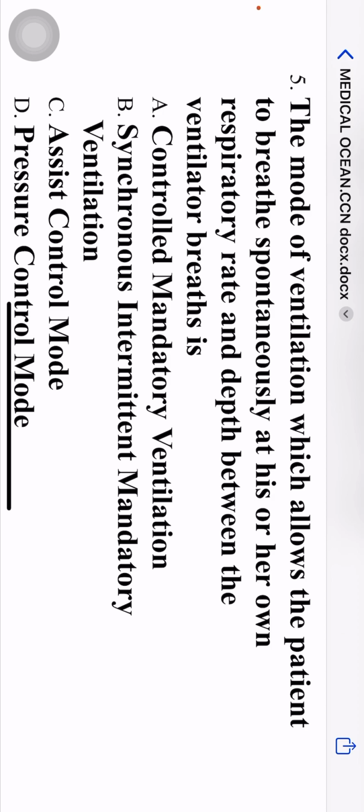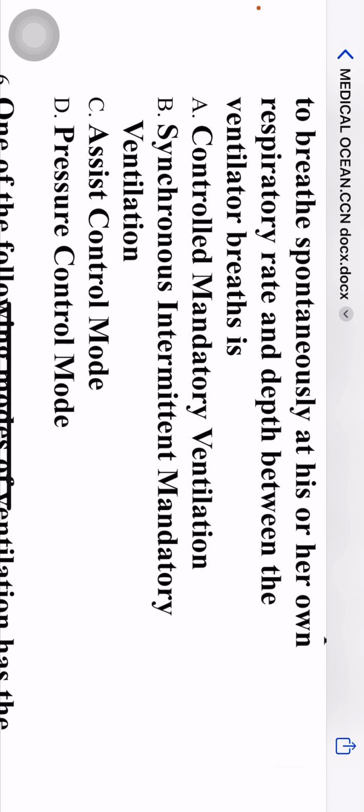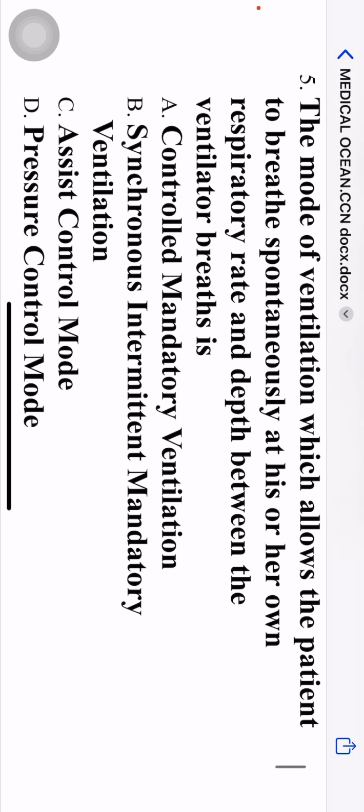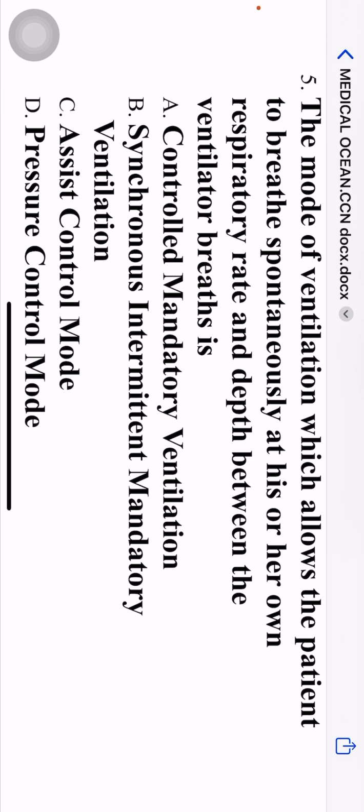Question number 5. The mode of ventilation which allows the patient to breathe spontaneously at his or her own respiratory rate and depth between the ventilator's breaths is: controlled mandatory ventilation, synchronized intermittent mandatory ventilation, assist control mode, and pressure support mode. Which one of the following is the correct option? The answer is synchronized intermittent mandatory ventilation. Option B is the correct option.